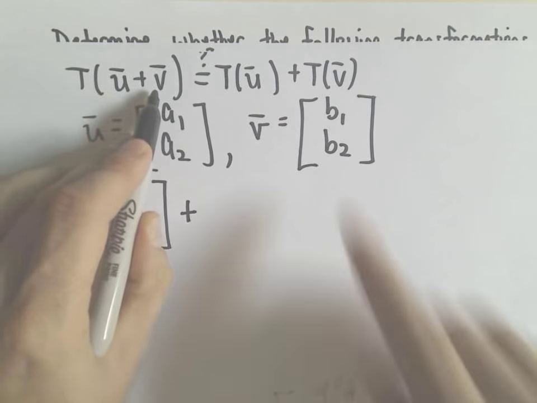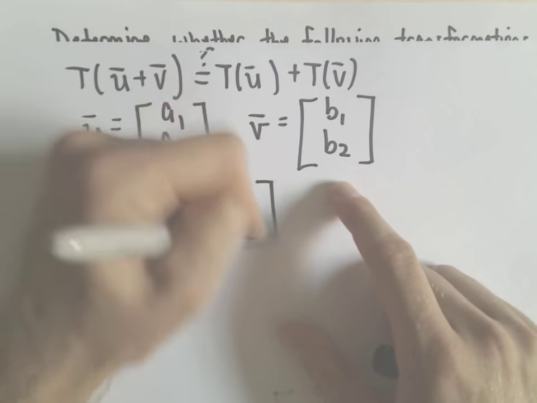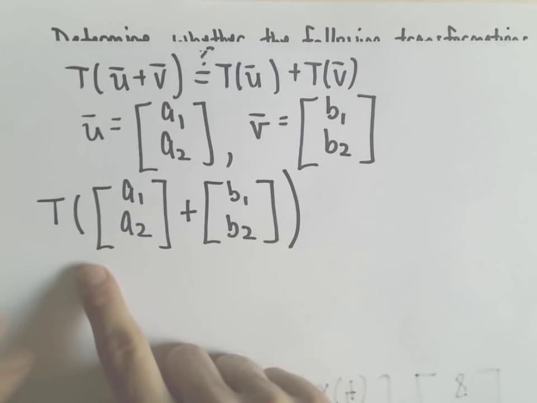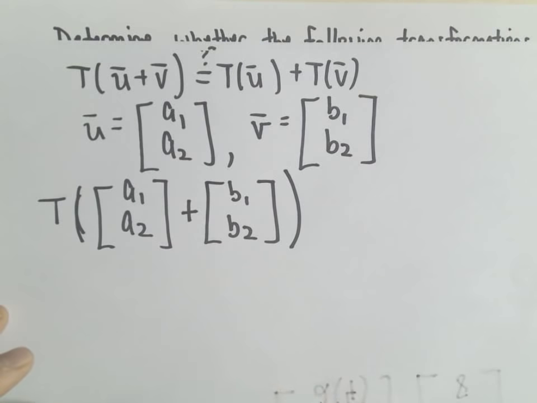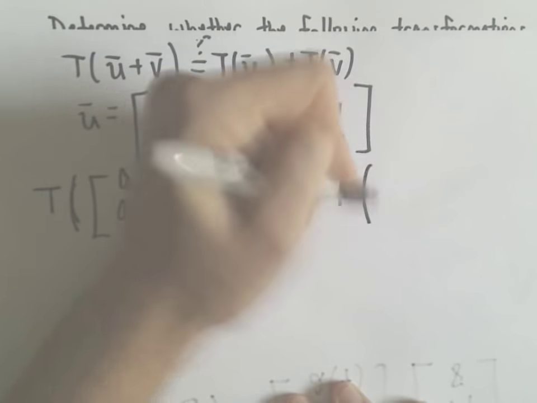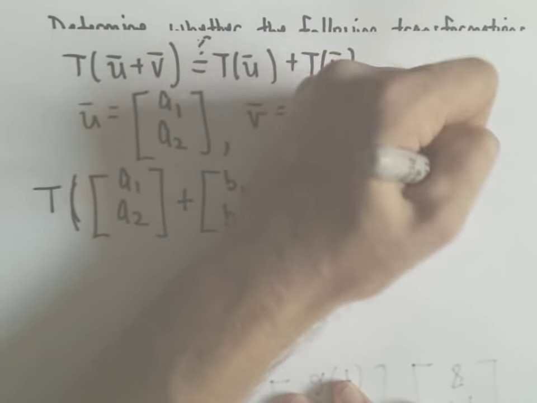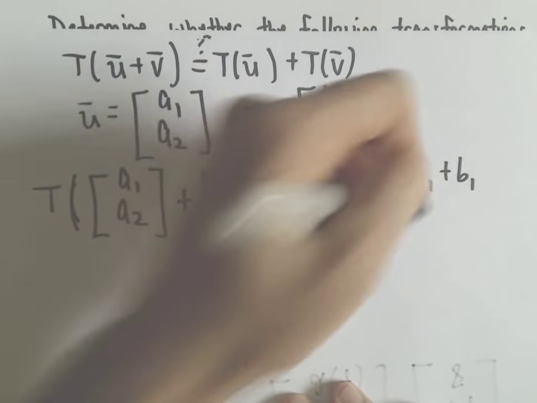Plus vector v, which has components b1, b2. Okay, so again, we know how to add vectors together. We just add them a component at a time. So we would get a1 plus b1, and then we would get a2 plus b2.